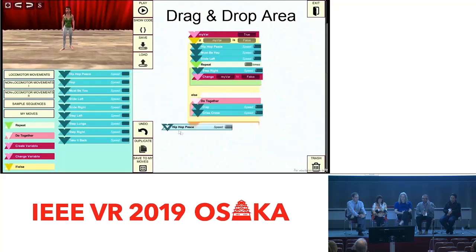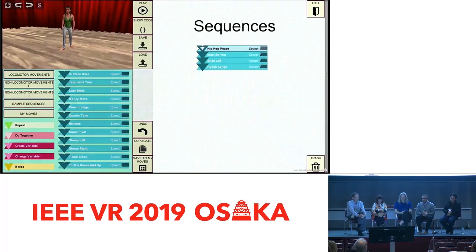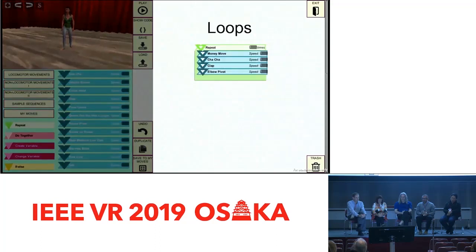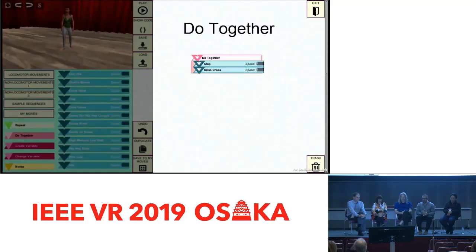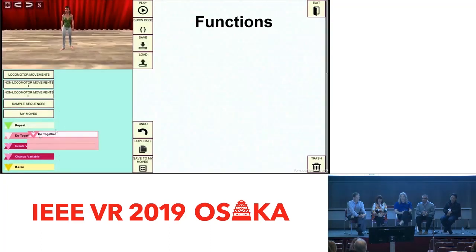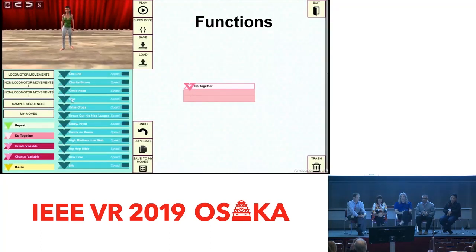VENVI features 6 key computer science components: sequences, loops, do together, variables, conditionals, and functions.